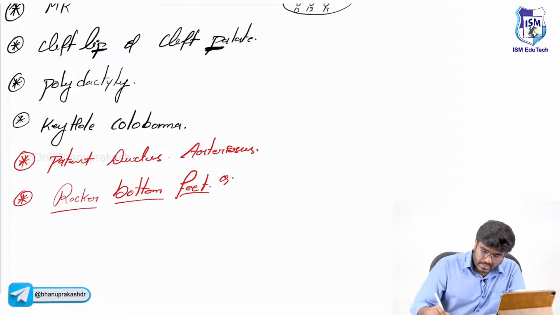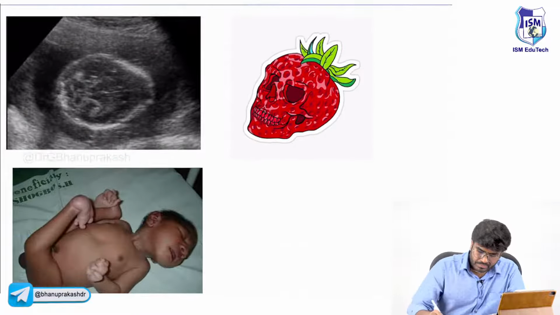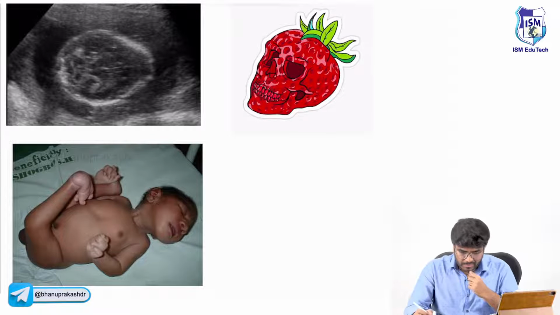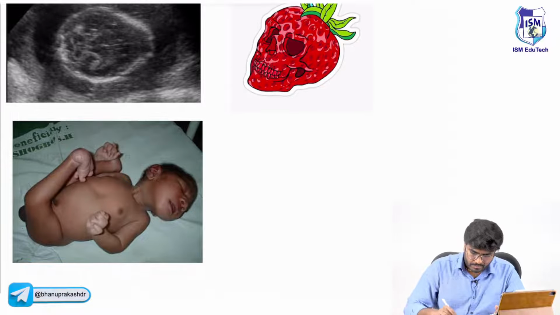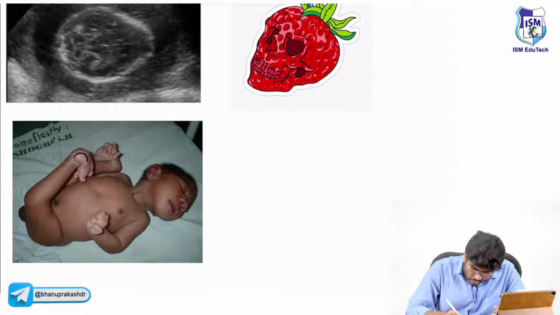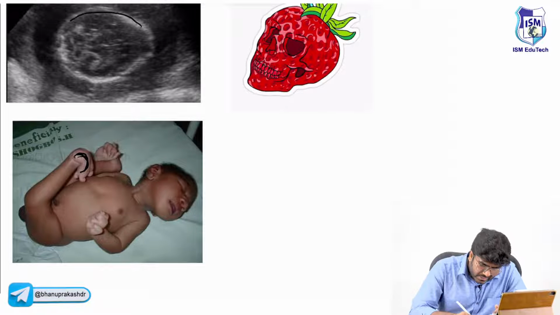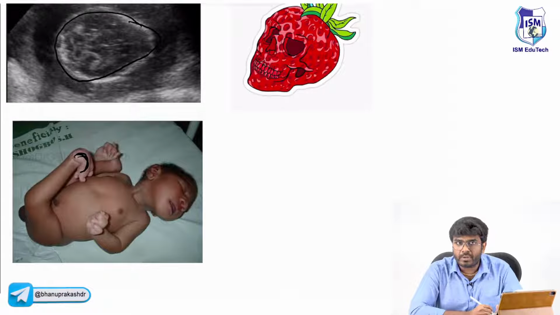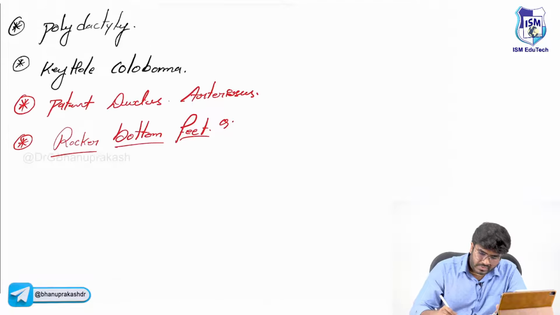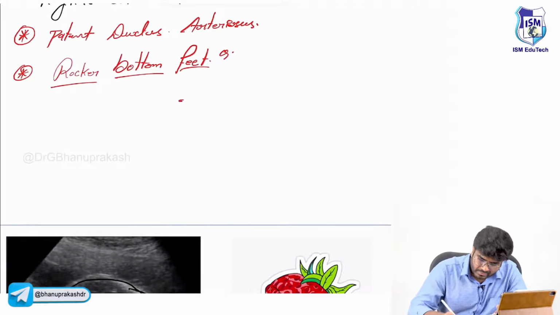Now after this, the next, look here. Guys, can you tell me? Here the boy is having rounded feet, and you can see the skull is in the shape of a strawberry. So what is this syndrome which we are discussing here? This is called Edwards syndrome.